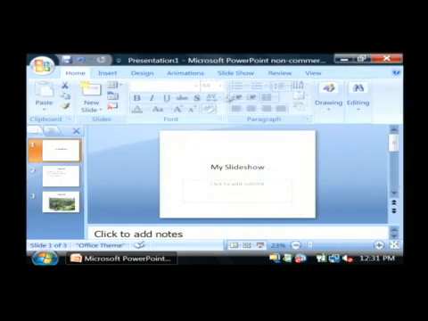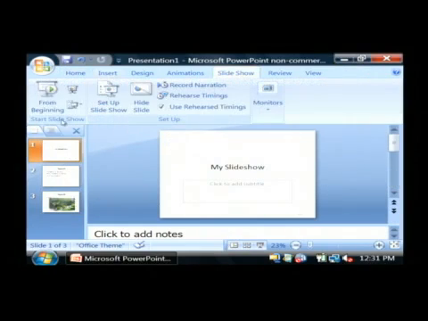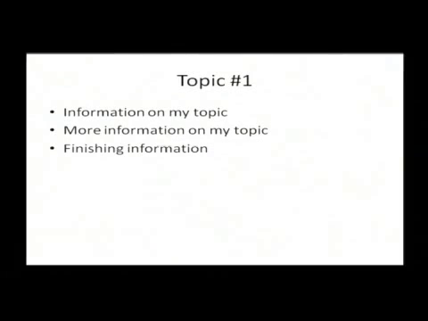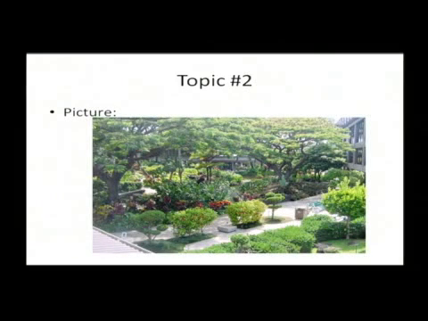To view my slideshow, I'm just going to go to Slideshow and click From Beginning. Say My Slideshow. There's my topic number 1, and I just press the space bar or the right arrow key. If I press the left arrow key, it takes me back to the slide. If I press the right arrow key, it goes to the next slide. So there's topic number 1, and there's topic number 2.